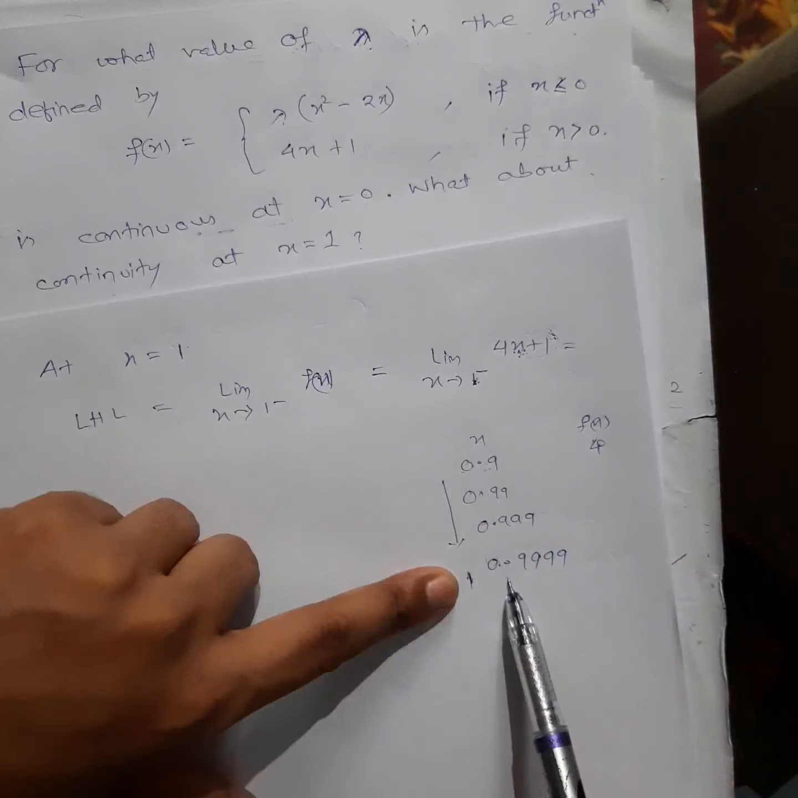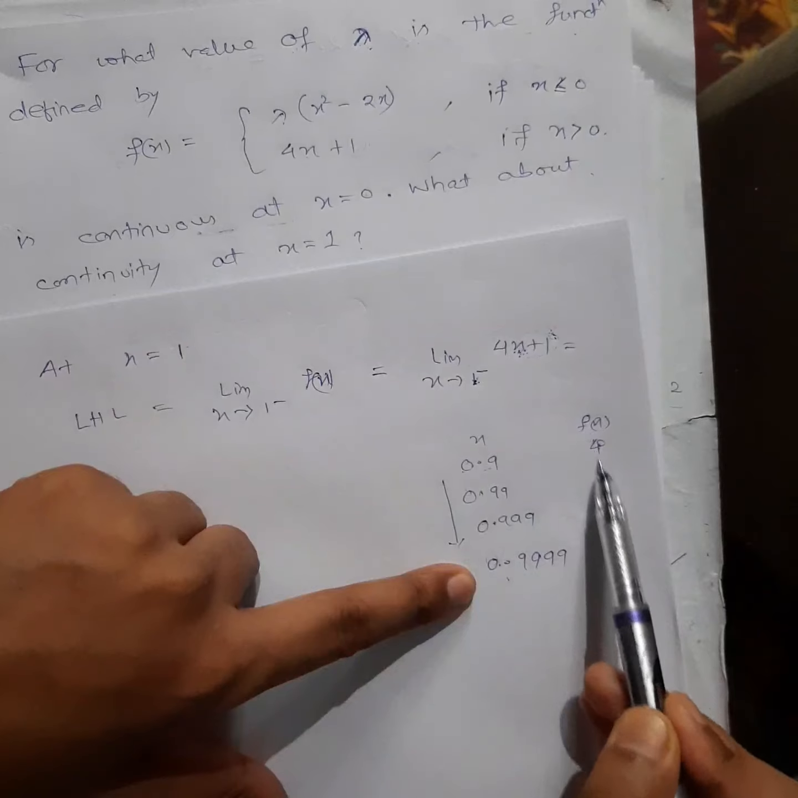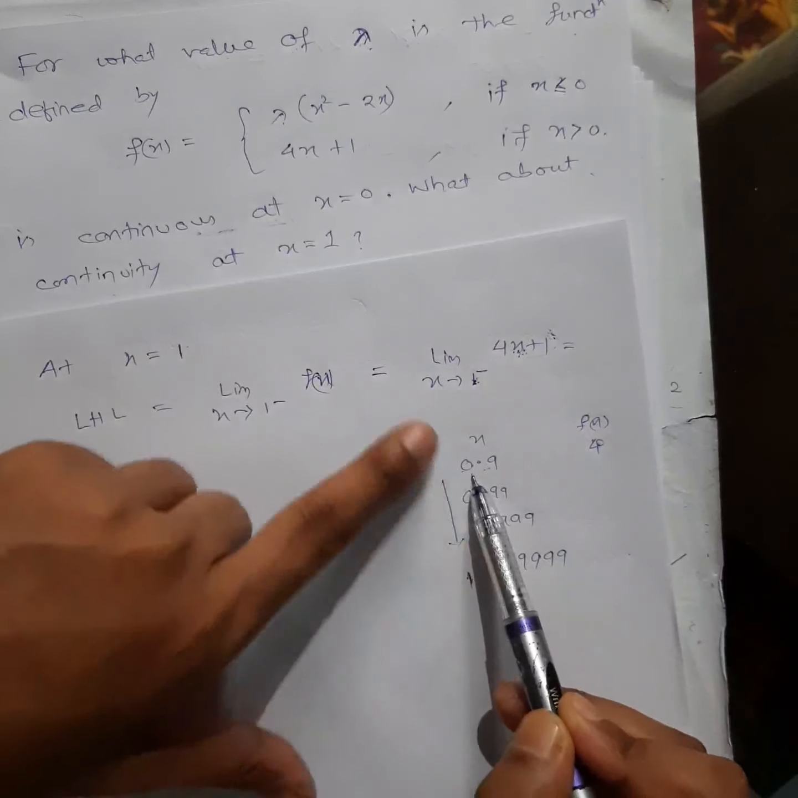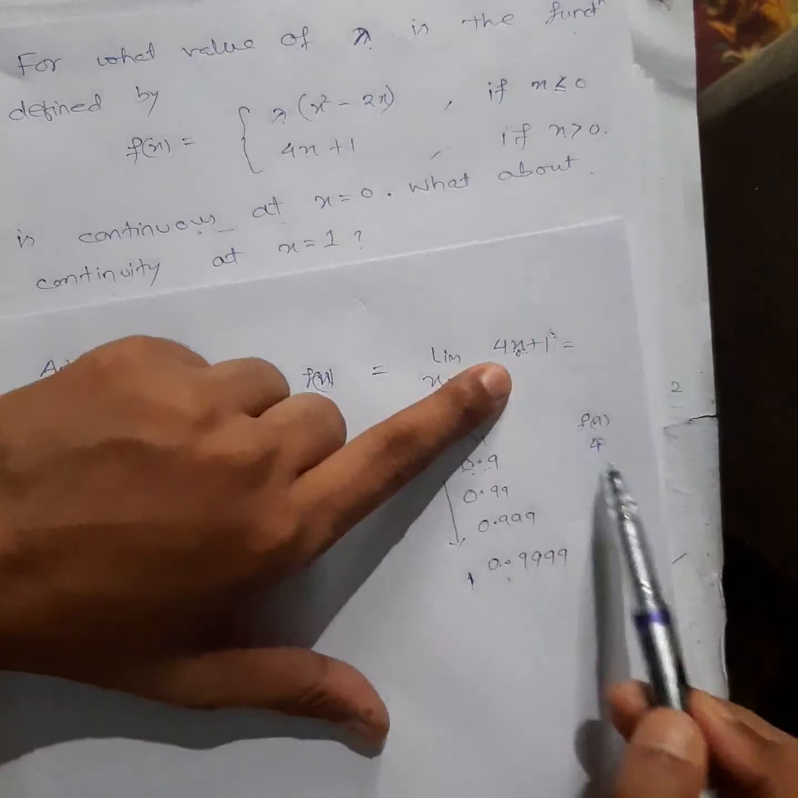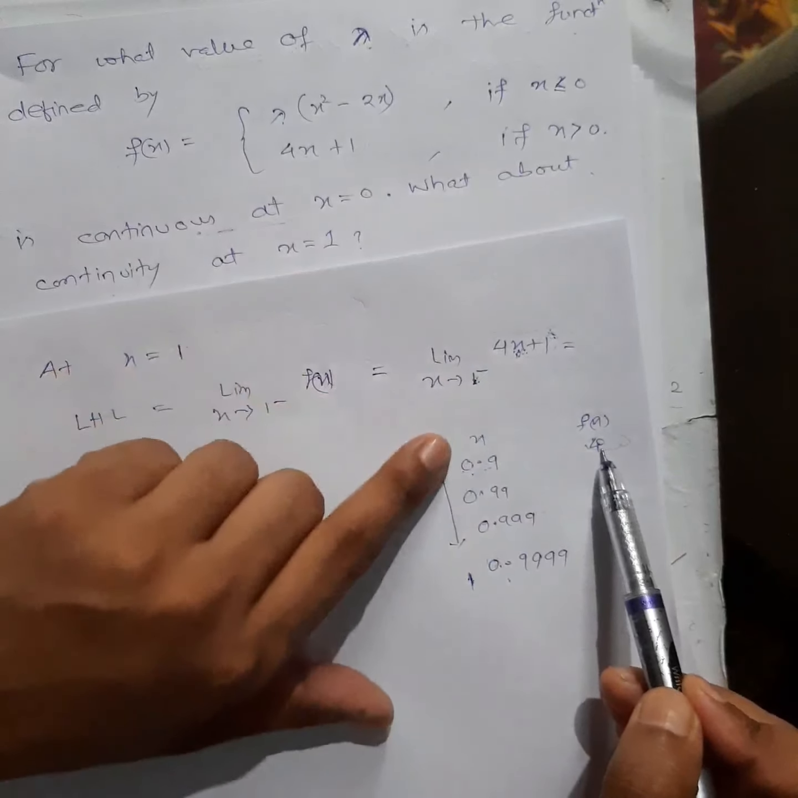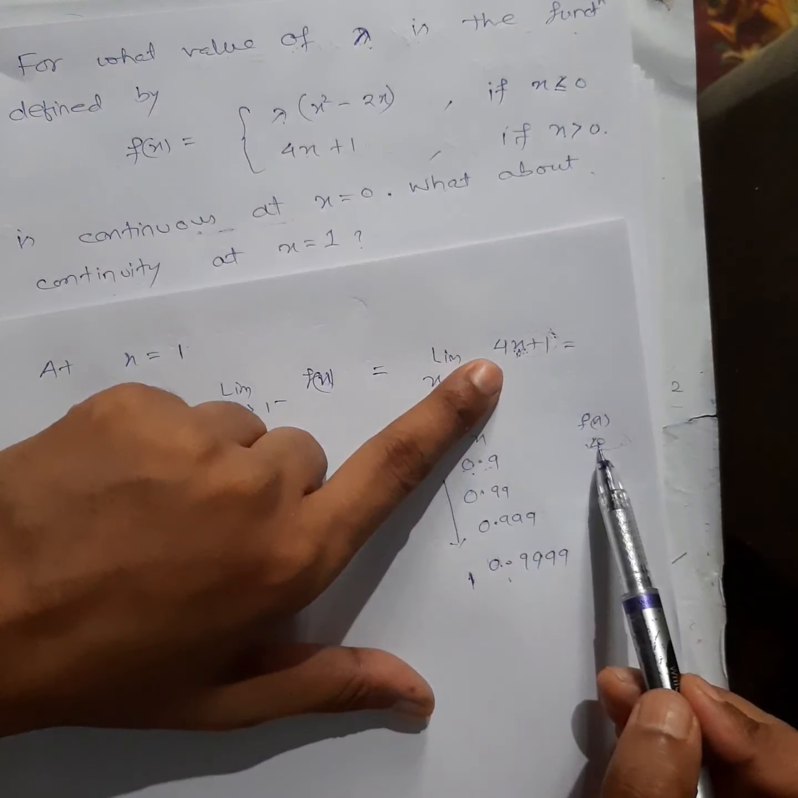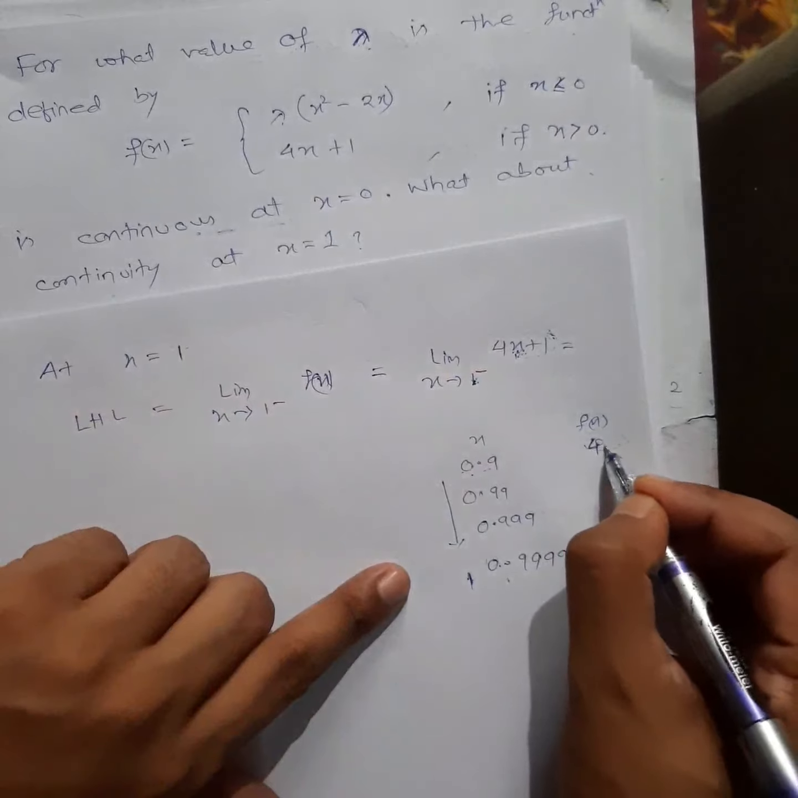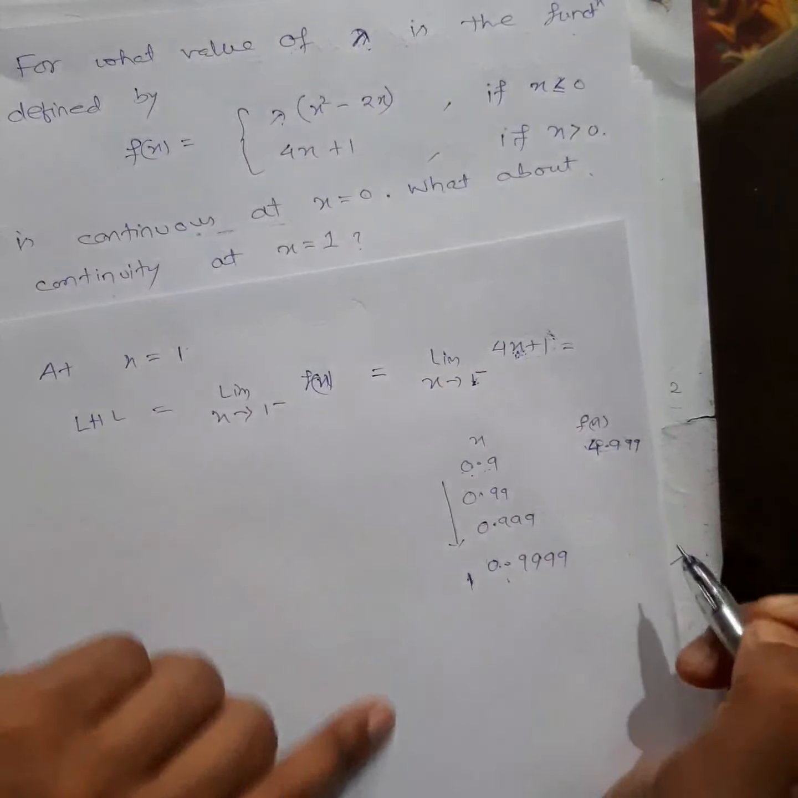Then if you take this kind of value in place of x, what will your f(x) tend to? So try to put 0.9 here. You will get some value. Let me tell you, it will be something like 4.999, like this you will get.